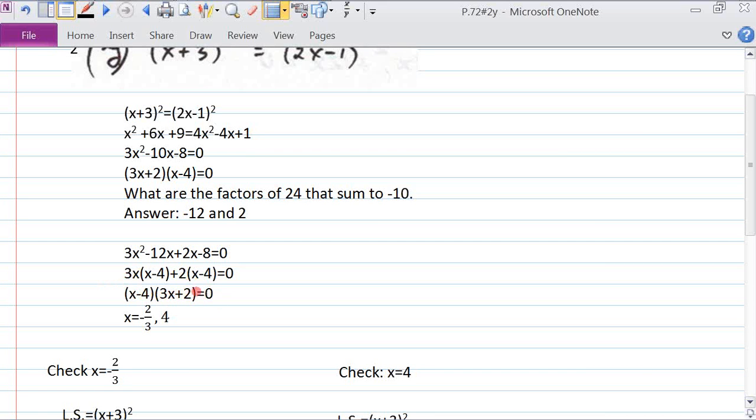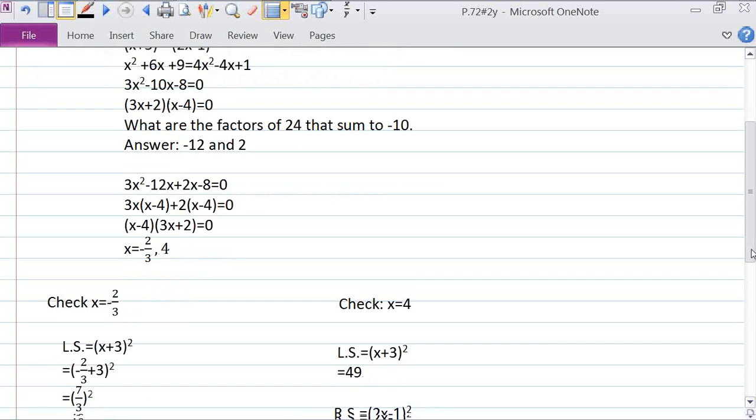So this is identical to this over here. Just the order is different. That's all. Just the order in which I've shown, but it's identical to that. So the factors are, if 3x plus 2 equals 0, x is minus 2/3. And if x minus 4 equals 0, then x is 4.